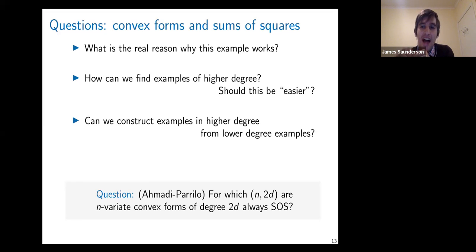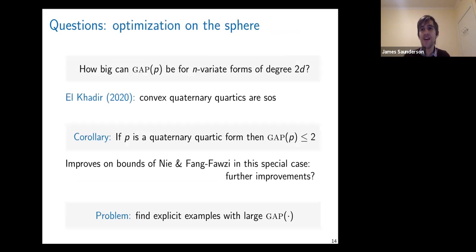But I certainly don't know any systematic construction procedure to take a convex form that's not a sum of squares and produce another one of higher degree that has both of those properties. It's easy to produce forms of higher degree that are not sums of squares, but it's not so easy to do that in a way that preserves convexity. Okay. And of course, the overall question behind this is, it'd be nice to know exactly which degrees and number of variables convexity implies sums of squares. That's on the convex versus sum of squares side.